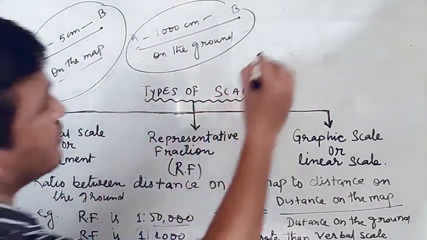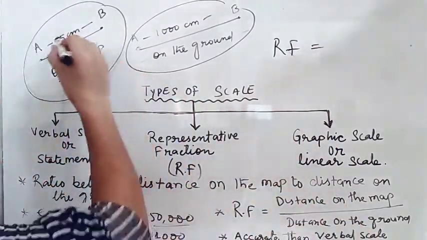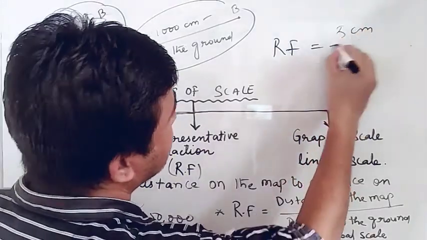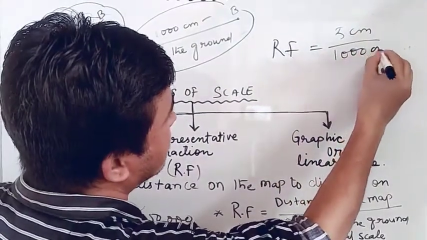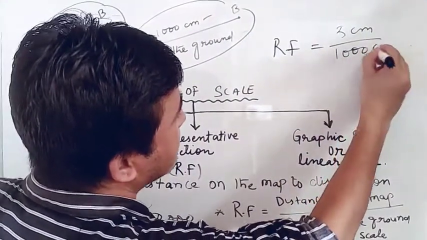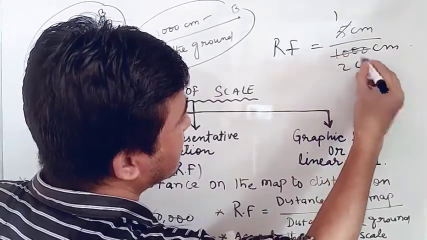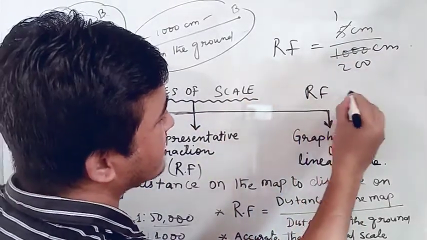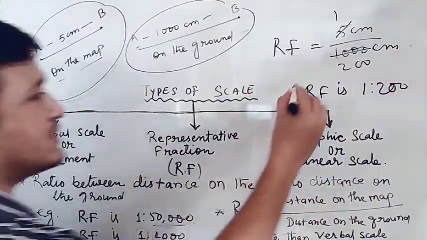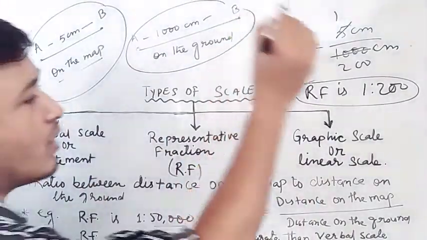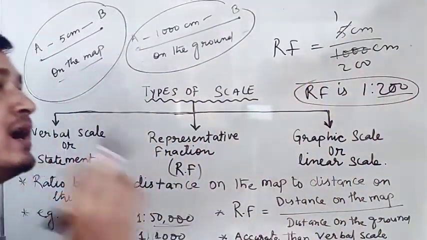So how to find out? You know that RF is equal to distance on the map. What is the distance on the map? 5 centimeters, divided by distance on the ground. What is the distance on the ground? 1000 centimeters. Now simply divide them. 5 ones are 5, 5 twos are 10, so 200. So RF will be how much? RF is 1:200. It means 1 centimeter on the map represents 200 centimeters on the ground.